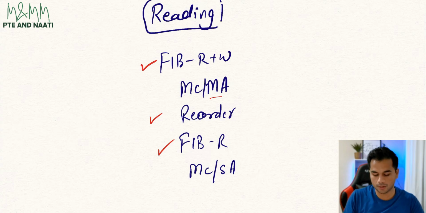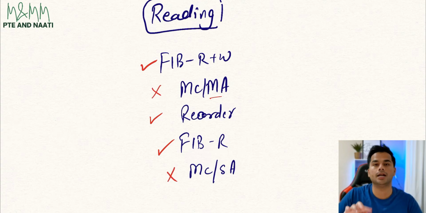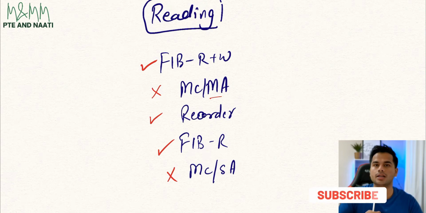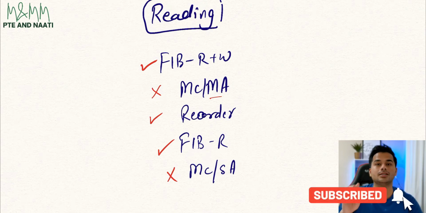But the topics that are not at all important are multiple choice multiple answer, and multiple choice single answer. Now hear me out. Even if you're aiming for 79 plus, or even a perfect 90, both of these topics are absolutely no-brainers. They're not important. That is why we have to be smart enough in the exam. We are not going to waste any time on these 2 topics.